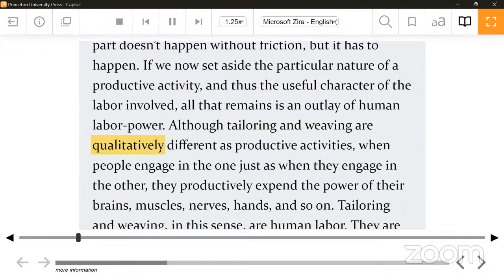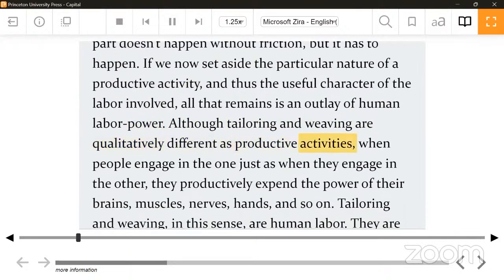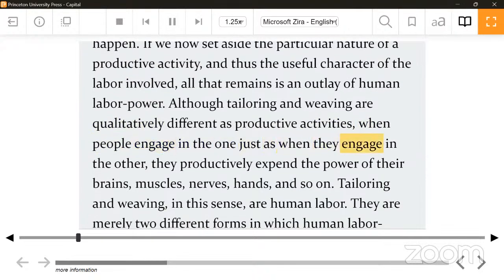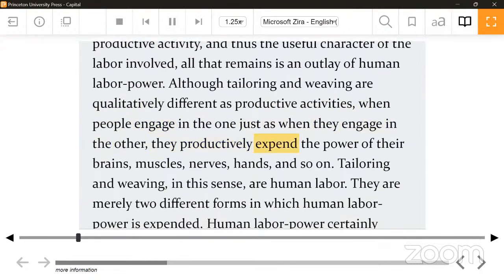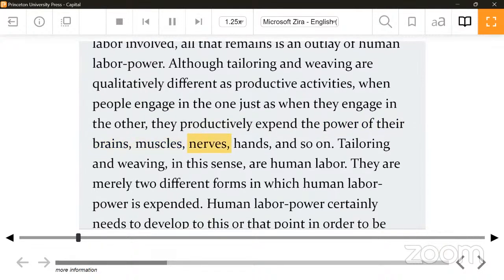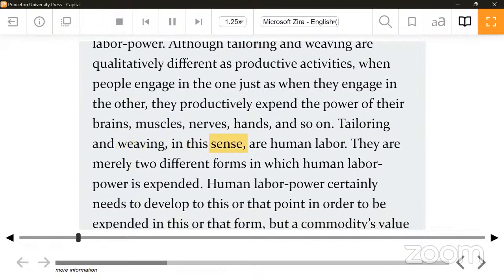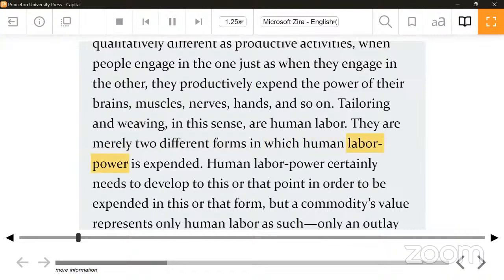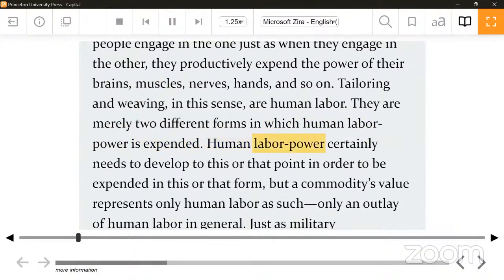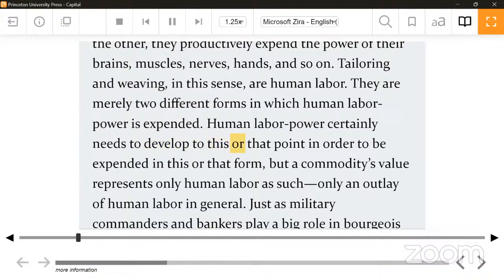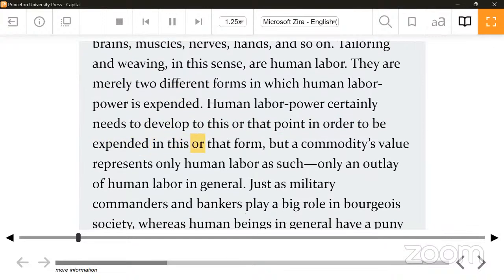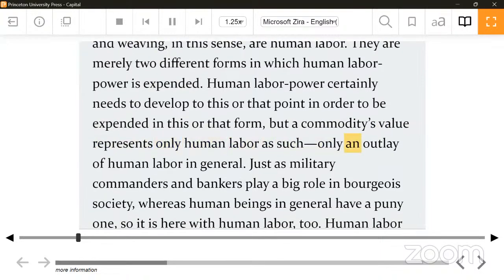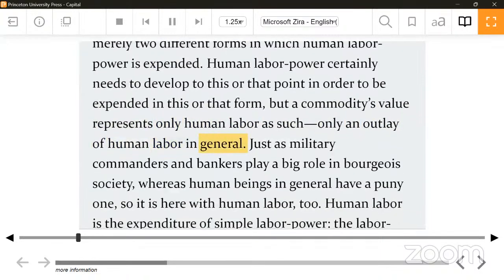Although tailoring and weaving are qualitatively different as productive activities, when people engage in the one just as when they engage in the other, they productively expend the power of their brains, muscles, nerves, hands, and so on. Tailoring and weaving, in this sense, are human labor. They are merely two different forms in which human labor power is expended. Human labor power certainly needs to develop to this or that point in order to be expended in this or that form, but a commodity's value represents only human labor as such, only an outlay of human labor in general.